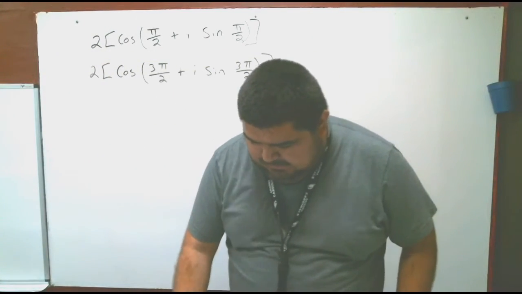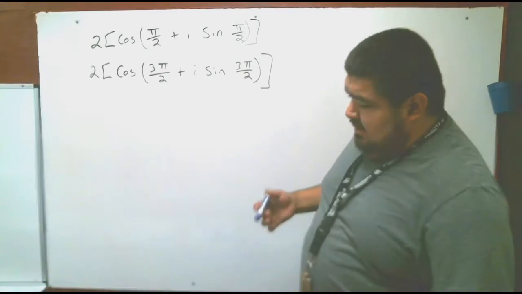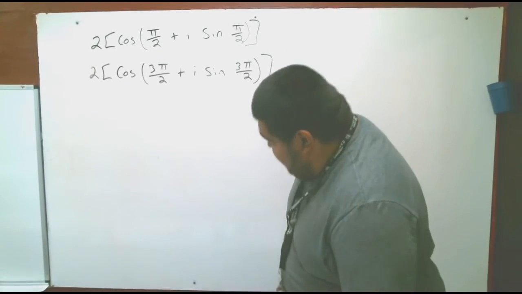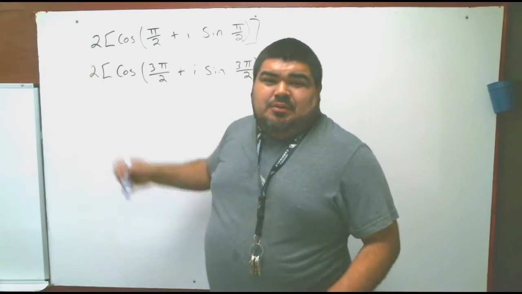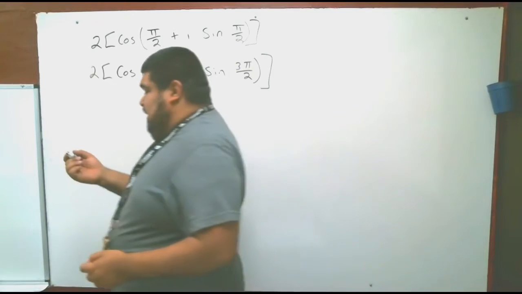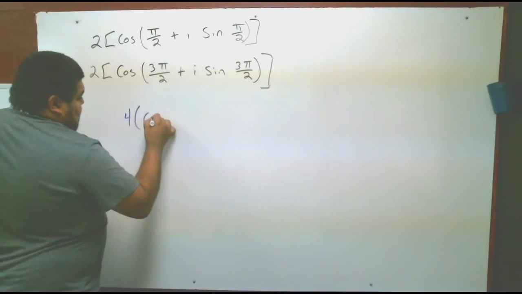Now, again, the first step is we have to combine the r's, okay? Which in this case we have 2 times 2, because it's 2 r's. 2 times 2 is 4. Cosine.